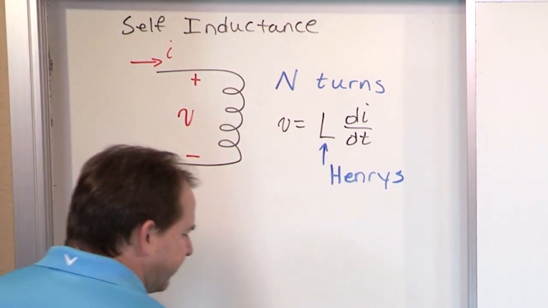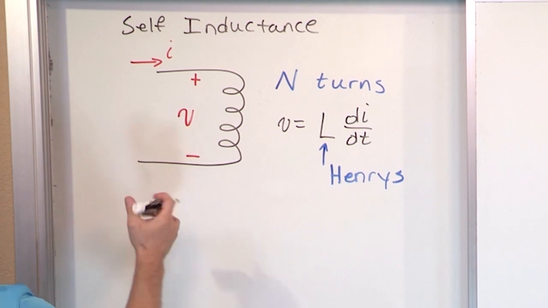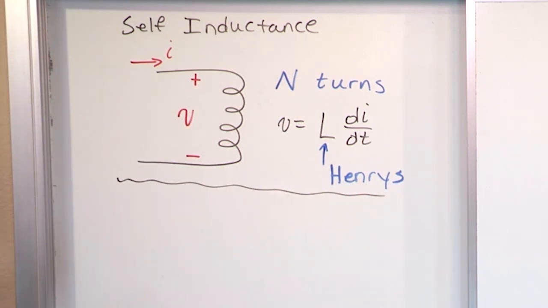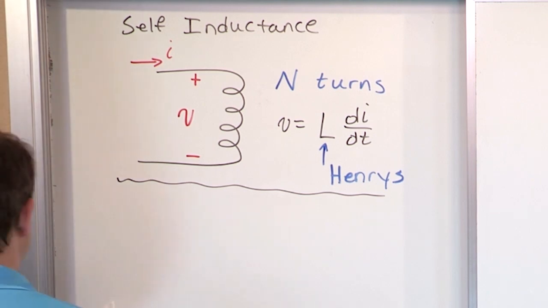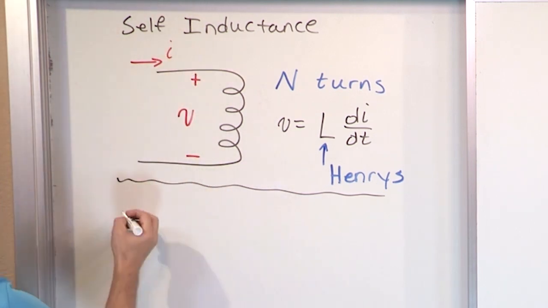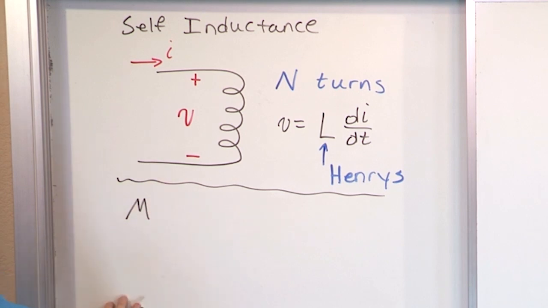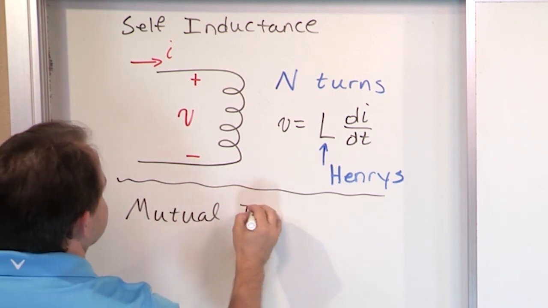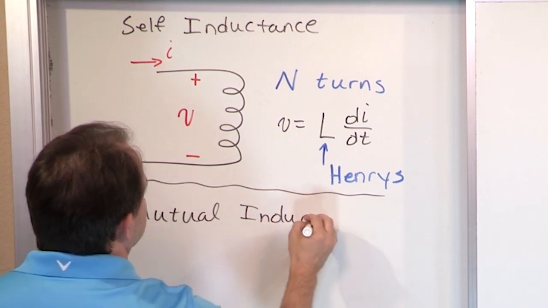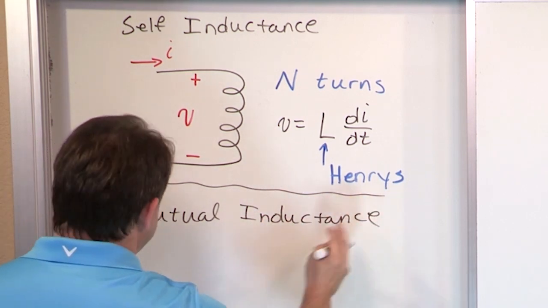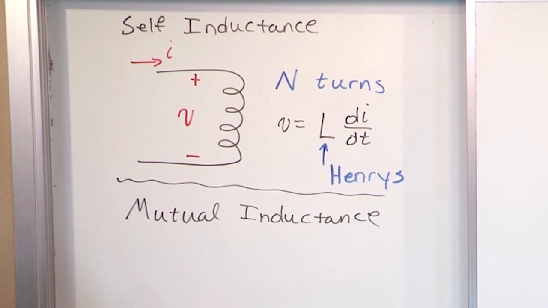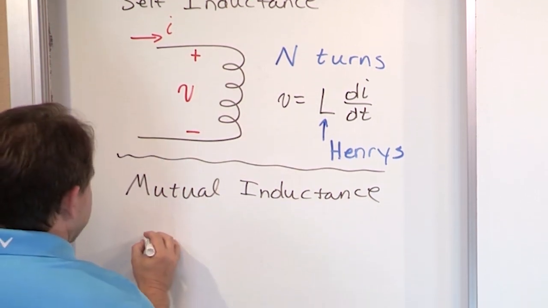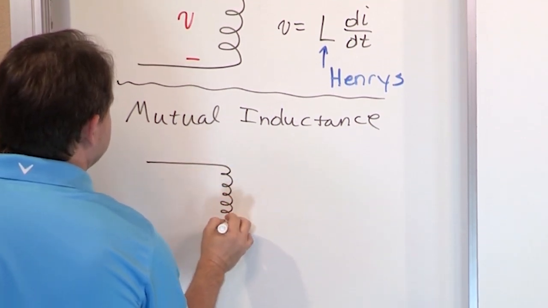Now that should more or less be a review of things that we talked about a long time ago when we introduced the concept of an inductor. Now let's talk about something else. Instead of self-inductance, we're going to talk at great length in this class about something called mutual inductance. Mutual inductance. And what that means is if you have, let's say, a coil here, an inductor, right?